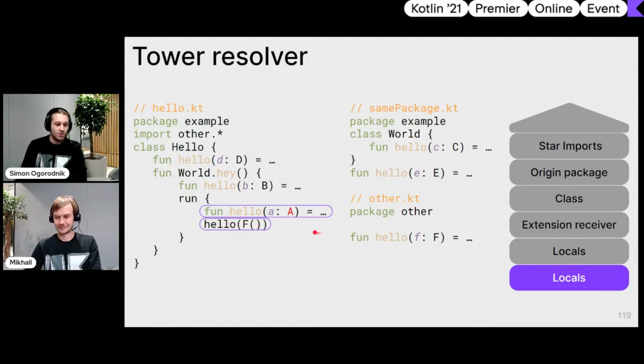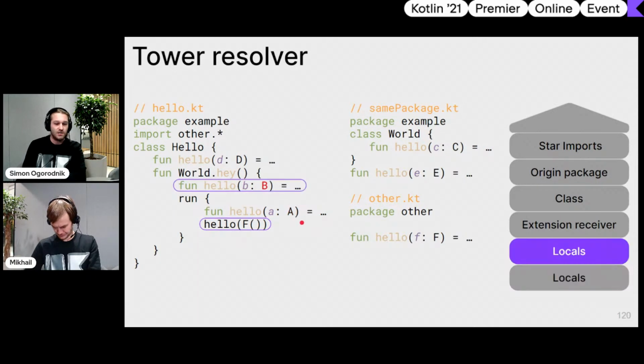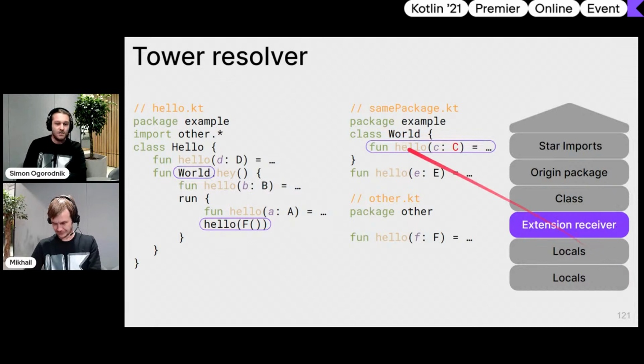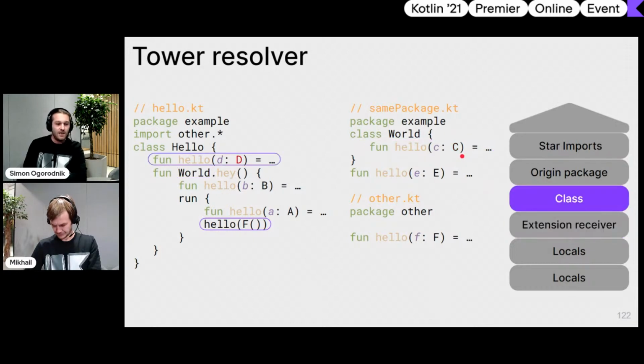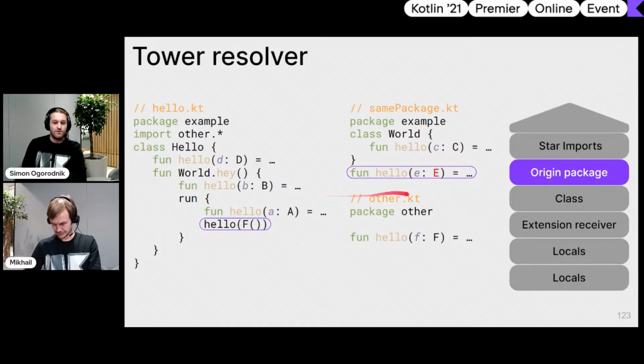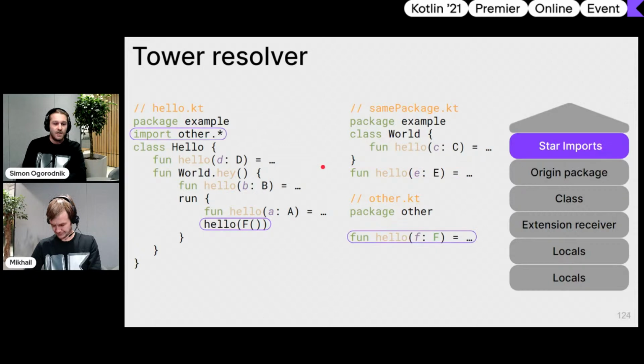Like here, we check for hello, check its parameter, it's not matching, also checking this hello in another local scope, then checking an extension receiver of this whole declaration. It also has a function hello that is not matching, and so on. Then we finally check the origin package example, as you might see, and at the end we check the star imports. But really, this tower has something like imports on the top, same as for types.